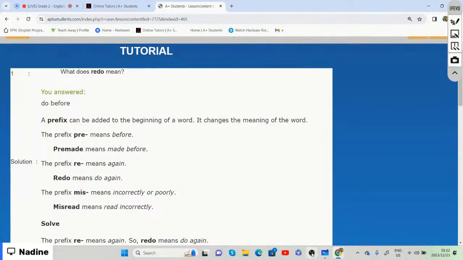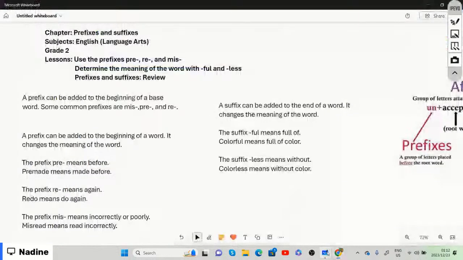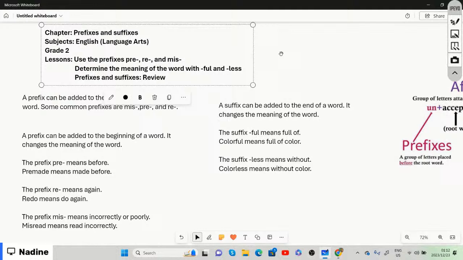Go on to what a prefix is. So we said our chapter is prefixes and suffixes. English language arts, grade 2, and the lessons that we are focusing on is to use the prefixes, which is pre, re, and miss, to determine the meaning of the word with full and less, and prefixes and suffixes review, right?